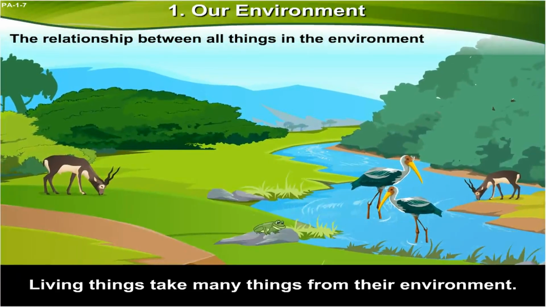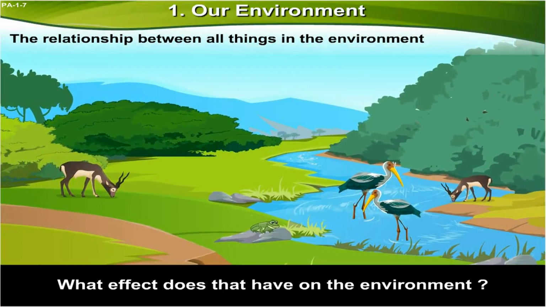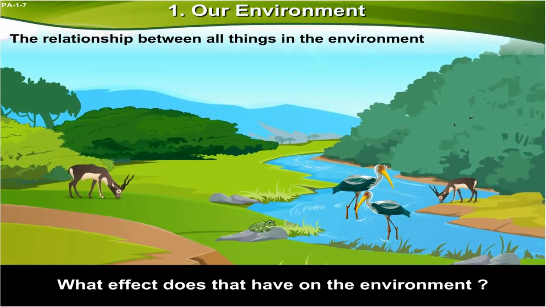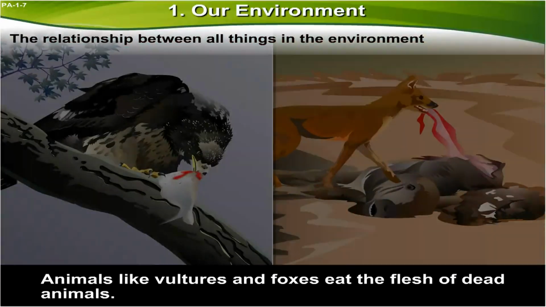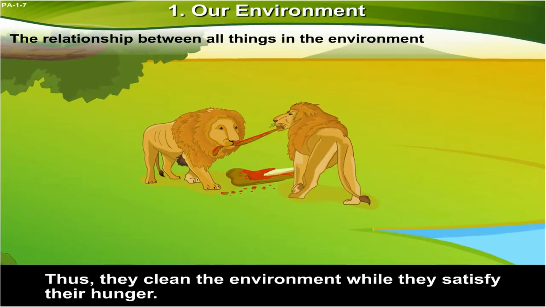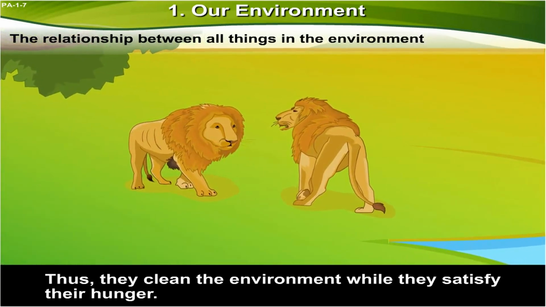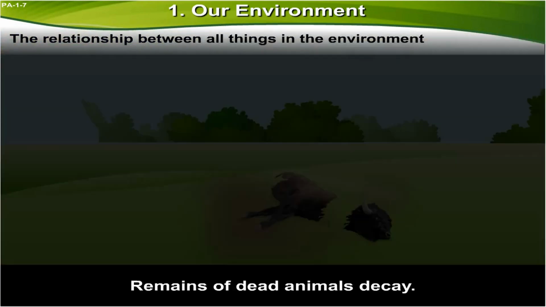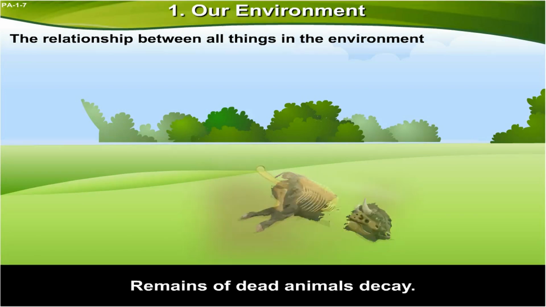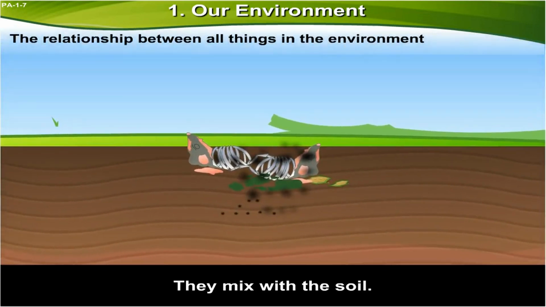Living things take many things from their environment. What effect does that have on the environment? Animals like vultures and foxes eat the flesh of dead animals. Thus, they clean the environment while they satisfy their hunger. Remains of dead animals decay. They mix with the soil.